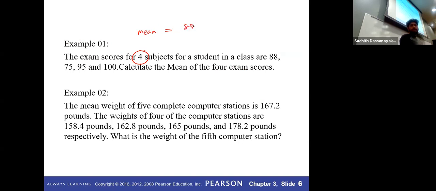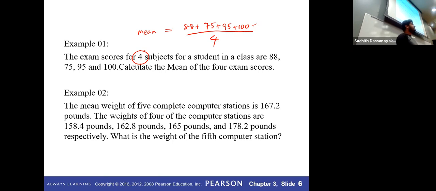Okay, 88 plus 75 plus 95 and 100. Those are the values. Divide by its total. Its total meaning not the summation of these numbers. It goes to here, total number of observations. How many observations are there? 4. So divide by 4. Okay, so you will get a number less than 100, greater than 88, something like that. Okay, that's how we find the mean.